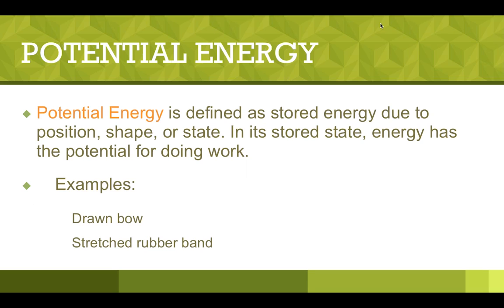Now we're going to focus on two different types of energy. The first type is potential energy. Potential energy is defined as energy stored in something due to the position, shape, or state of that object. So how it's positioned or where it's sitting is going to determine its potential energy. So for example, if you pull back a bow and arrow, it's going to have potential energy. Or if you stretch a rubber band, it has potential energy.